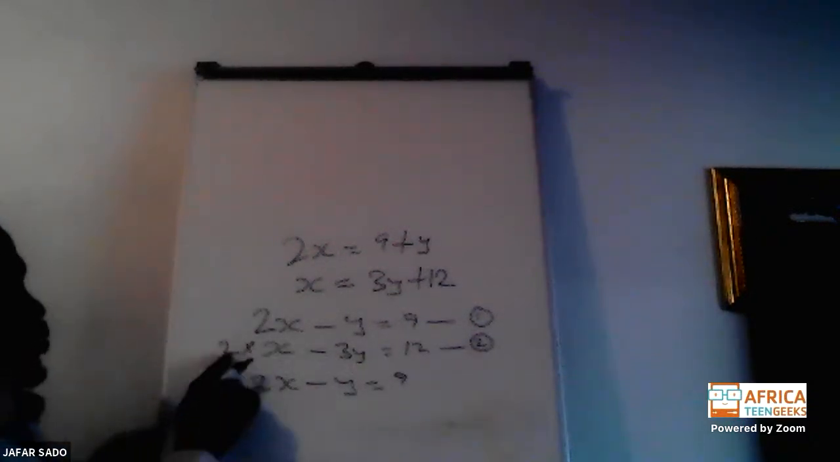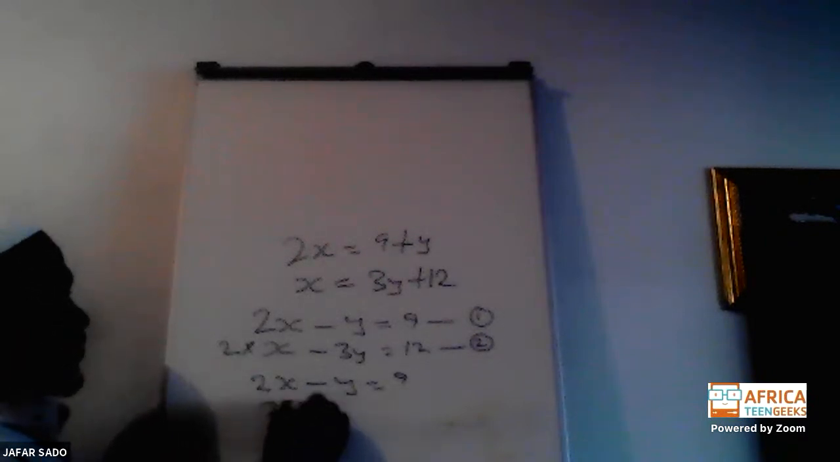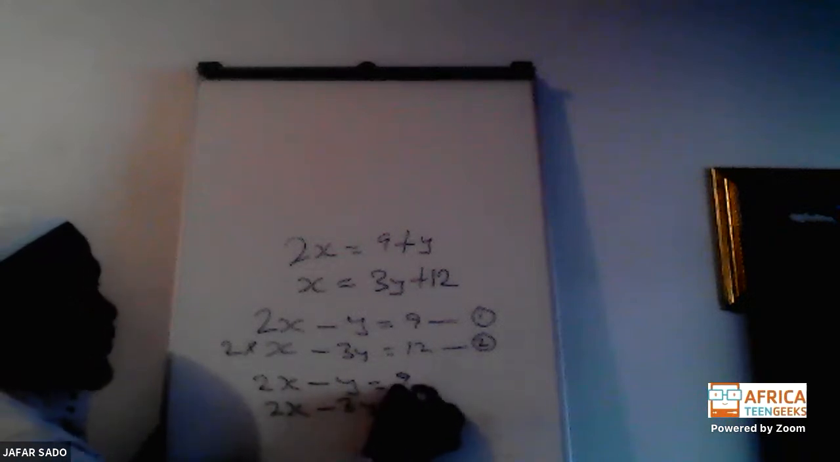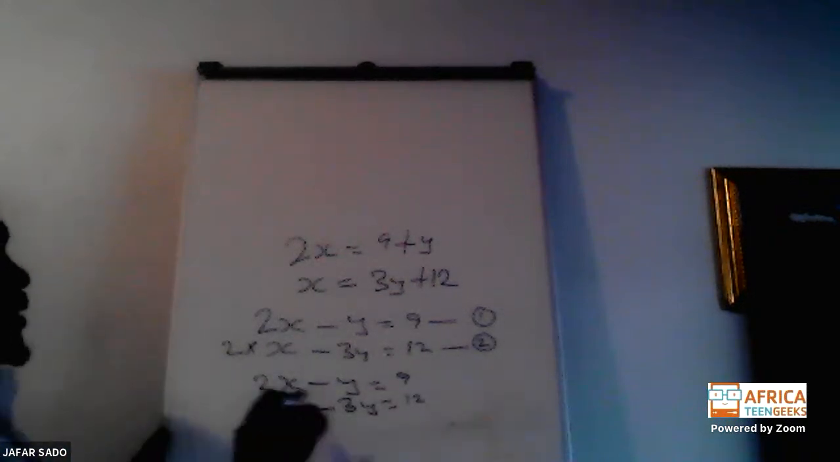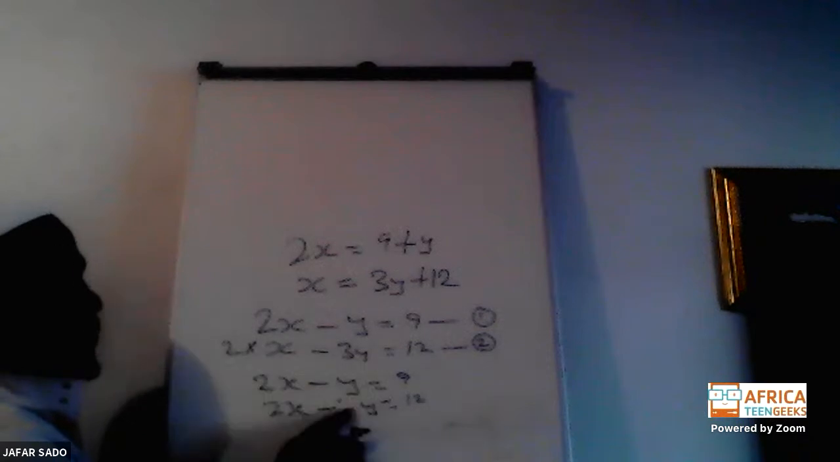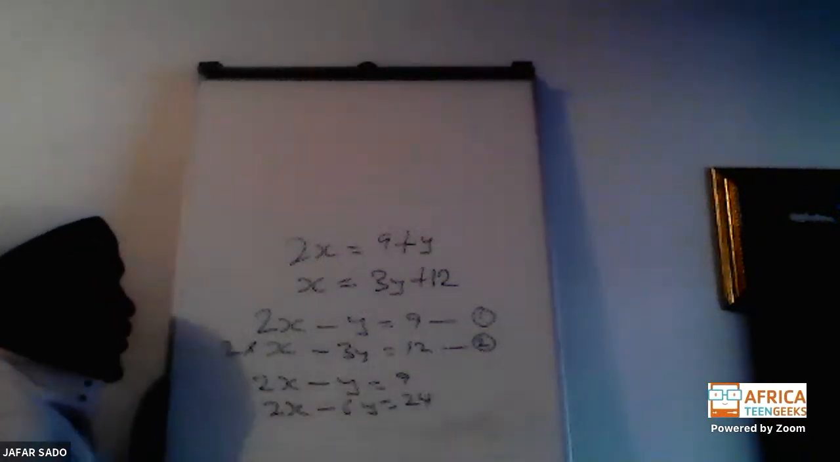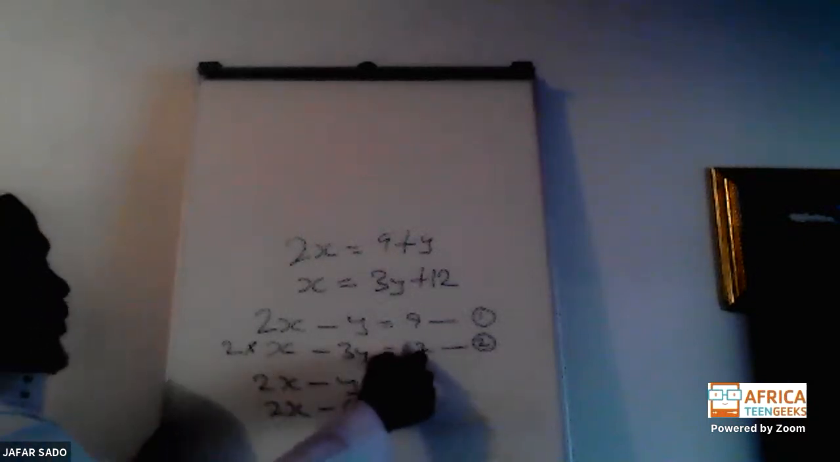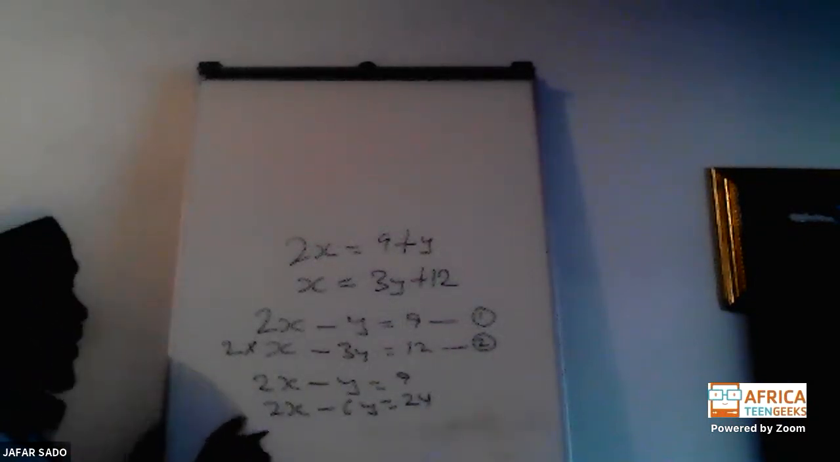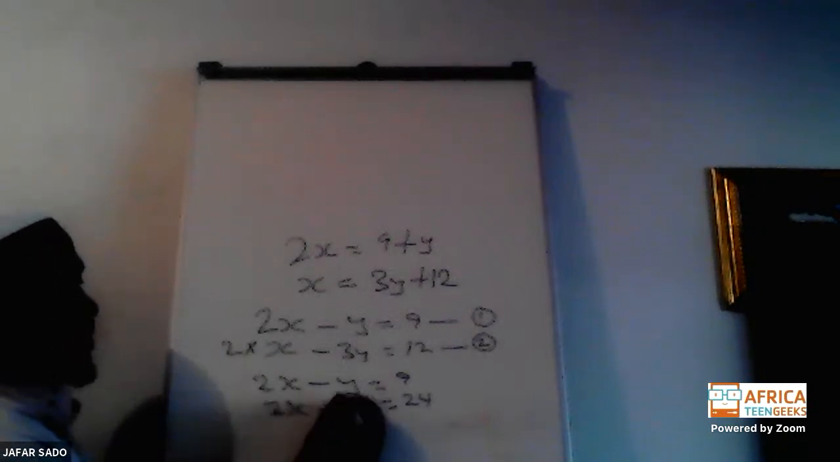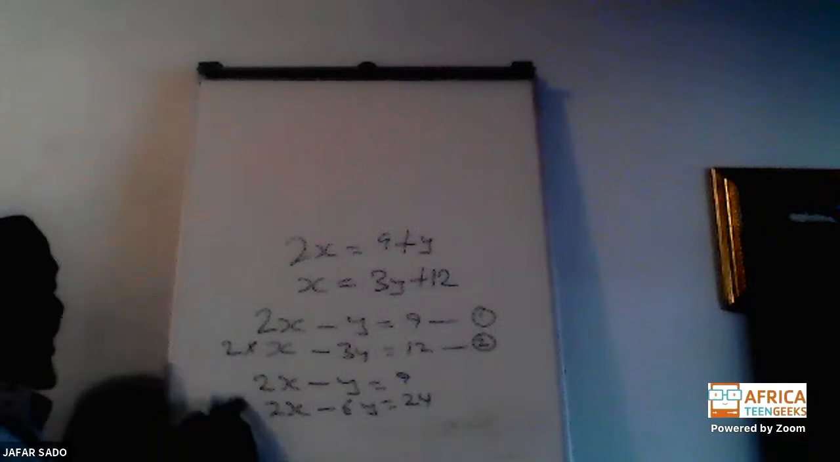Then 2 times x, 2x here, minus 3y equals 12. Oh, sorry. Minus, these two, we times everything. Minus 6y equals 24. These two, we times across the whole of the equation. Now 2 times x, 2x, 2 times minus 3, minus 6y, and then 2 times 12 is what? 24. So now they are the same.